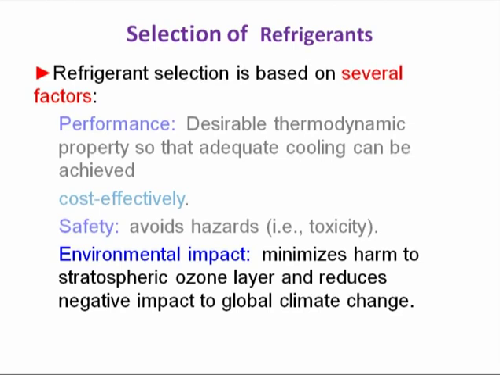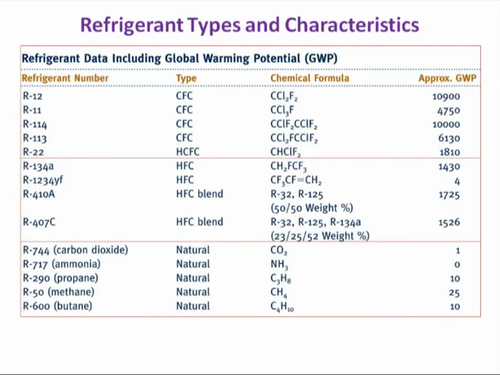So here in this table you can see, as I have told you, R12 and R22 are a halide group of refrigerants. These both refrigerants have excellent thermodynamic properties, but you can see the ozone layer depletion and global warming potential is highest, so they are replaced with refrigerants like 134A.